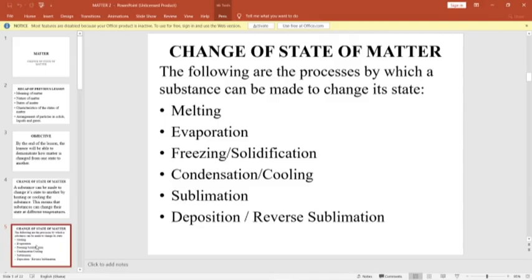The following are the processes by which a substance can be made to change its state. Don't forget, we have our three main states, which is the solid, liquid, and gas. And if you look on your screens, we have the following processes that can change matter from one state to the other. So we have melting, evaporation, freezing or solidification, condensation or cooling, sublimation, and then deposition or reverse sublimation. Now let's take them one after the other.